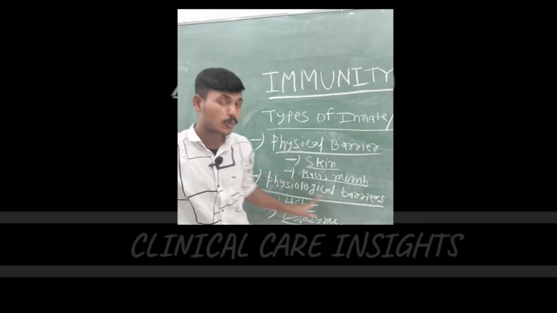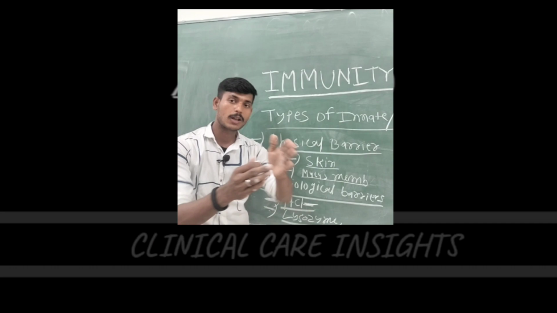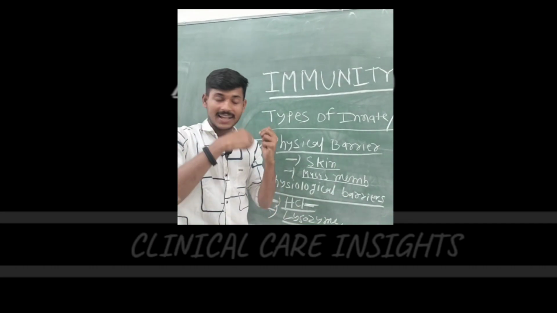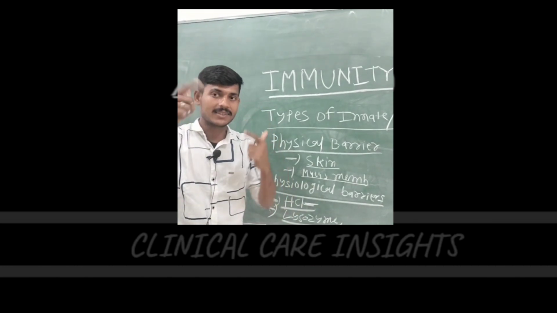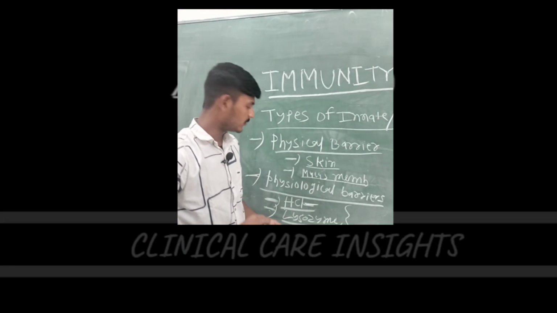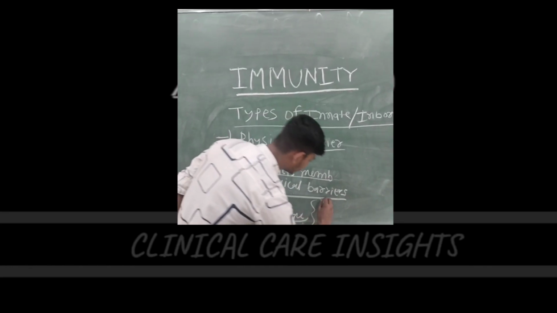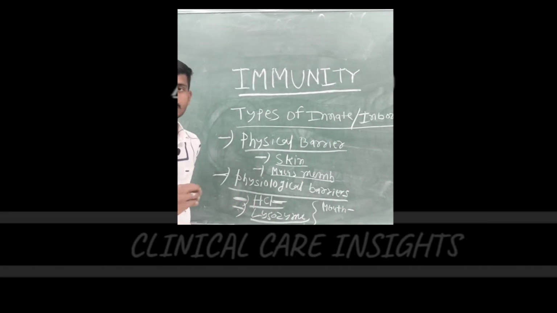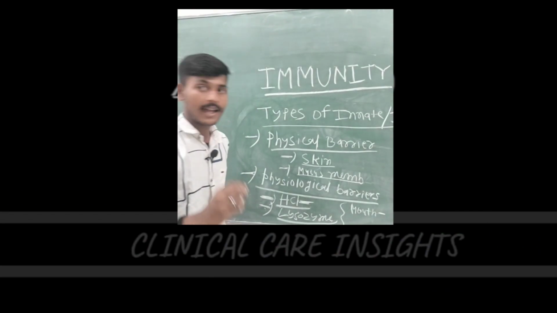Why am I calling them physiological barriers? Because each is restricted to one physiological system in our body, like HCl in the stomach and lysozyme in the eyes. Now we have the mouth also, which we use many times. What is present in the mouth? Mouth glands secrete saliva, and saliva contains antibody.